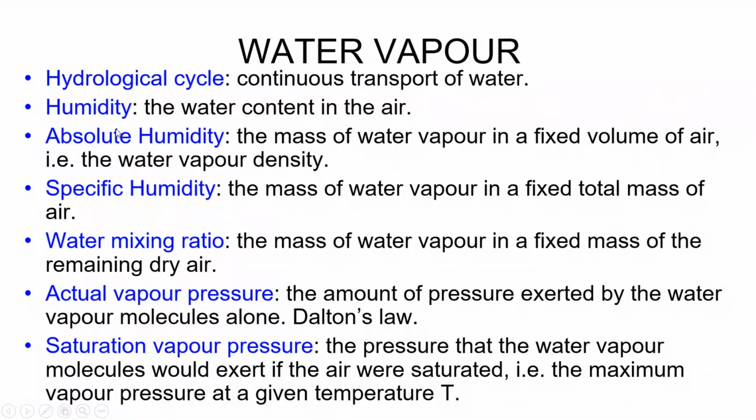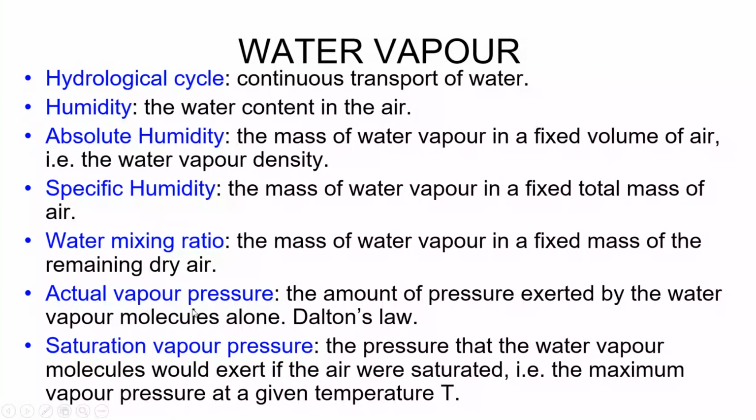There is a term called absolute humidity. This is nothing but water vapor density. That is the mass of water vapor in a fixed volume of air. Then specific humidity is a kind of ratio, that is the mass of water vapor divided by the total mass of moist air. That is the specific humidity. The water mixing ratio is not required here.